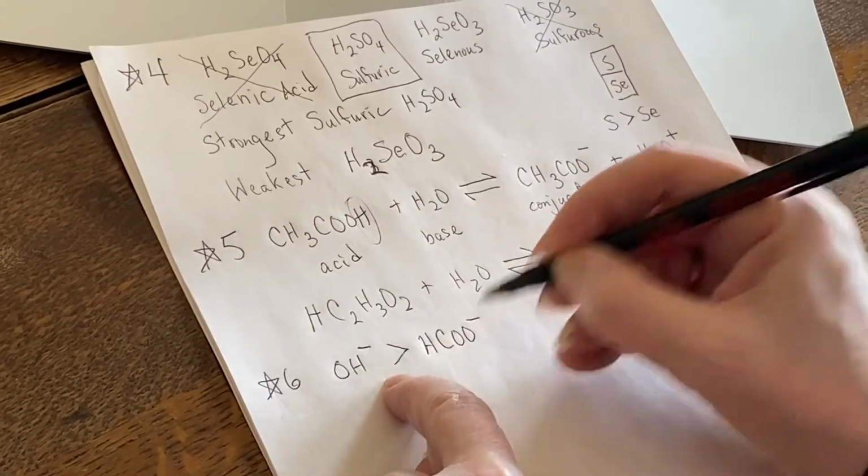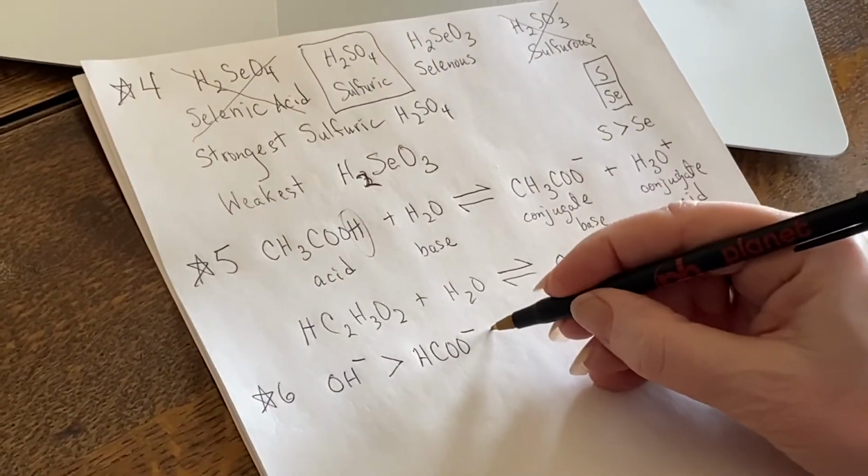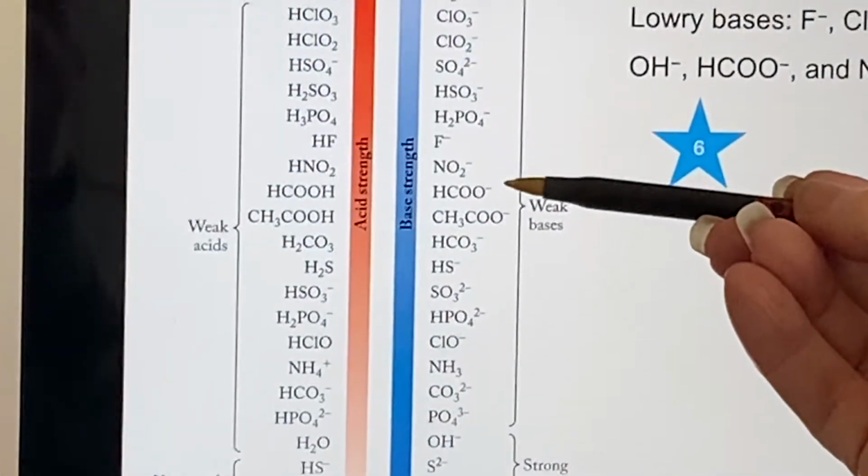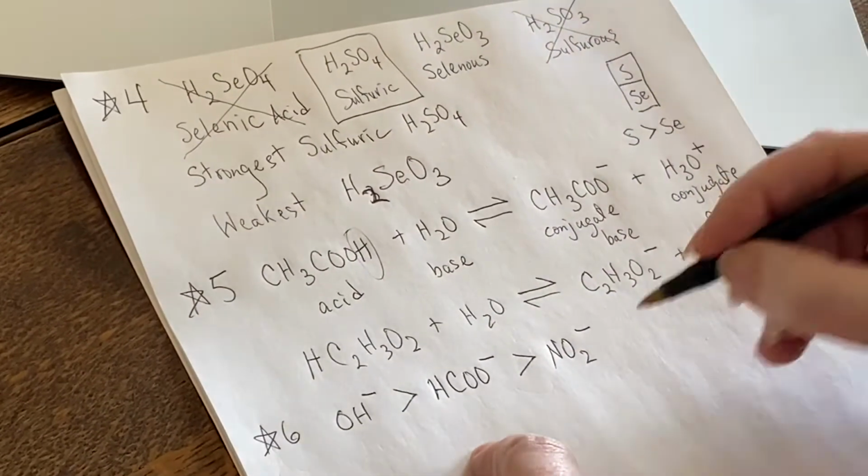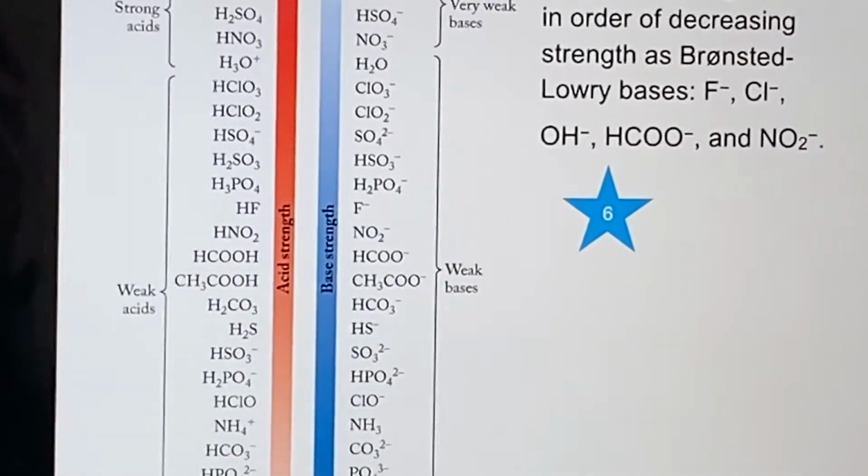HCOO minus. Okay. And then that's going to be stronger than, oh, turns out to be the very next one. That was nice. And I didn't have to sit there and start worrying about it. That showed up right away. And then the F minus also shows up right away.